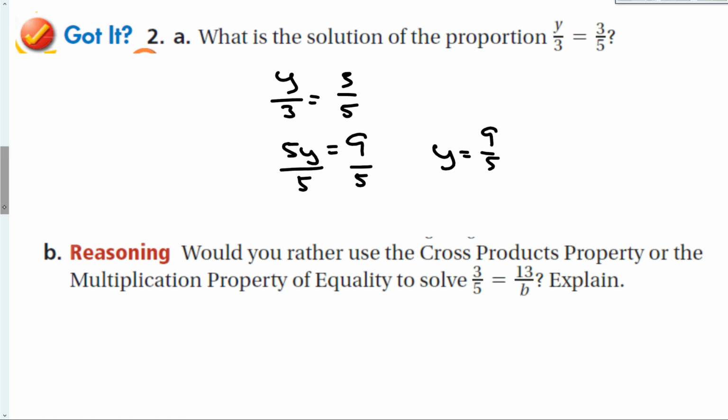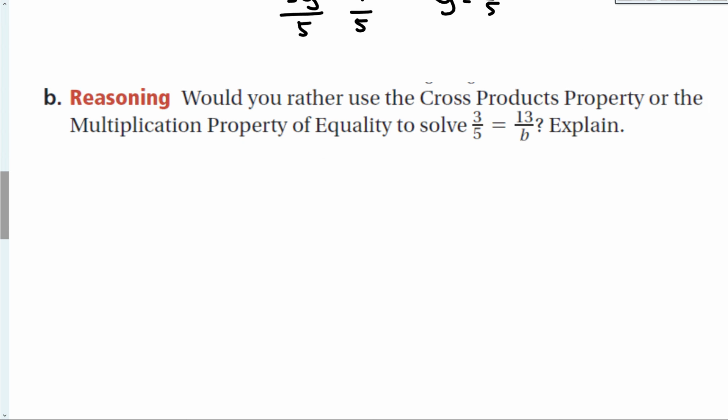So for this reasoning question, would you rather use the cross products property or the multiplication property to solve this equation? Well, because the variable is in the bottom, we're going to use the cross product property. Make this a lot easier. We could change this equation around and then use the multiplication property, but that's just more chance for a mistake. And in fact, any proportion that you see, you should get in the habit of realizing that you can just use the cross products property.